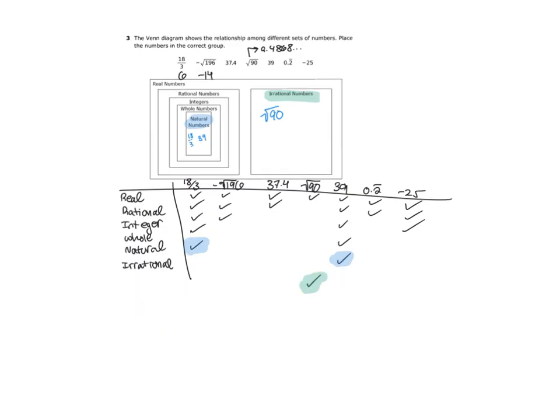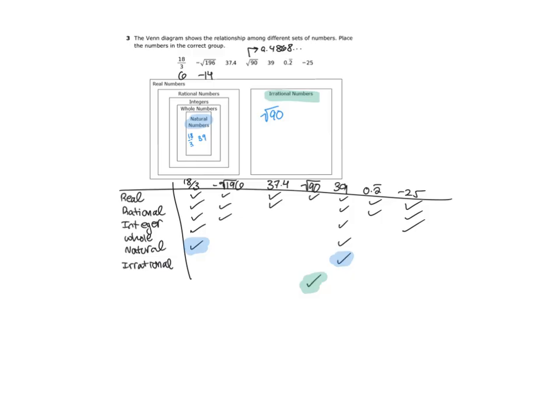Next up is our whole numbers. And 18 over 3 and 39 are both whole numbers, but we're going to leave them where they are. If we were to move them outside of the natural numbers rectangle, we would be saying they are not natural. They are natural, so we're not going to move them. We're just going to understand that they are currently both inside the whole number rectangle and the natural number rectangle.